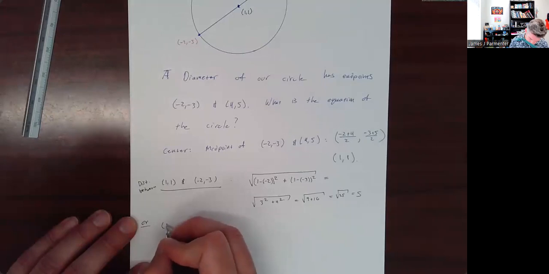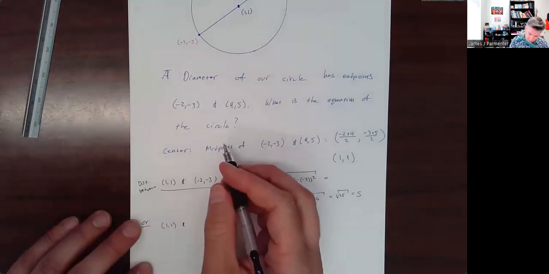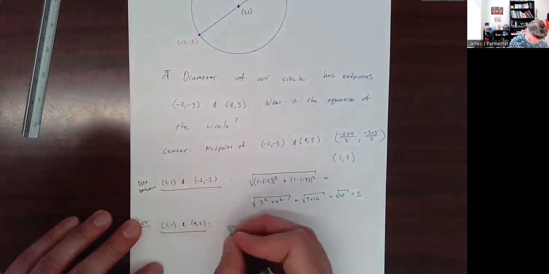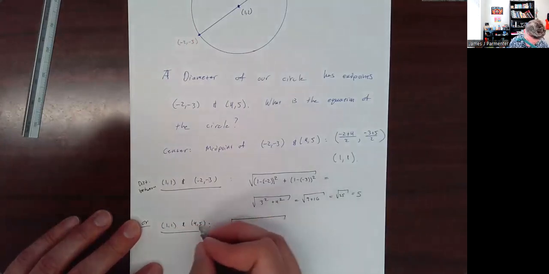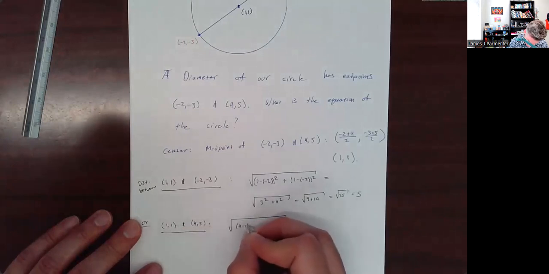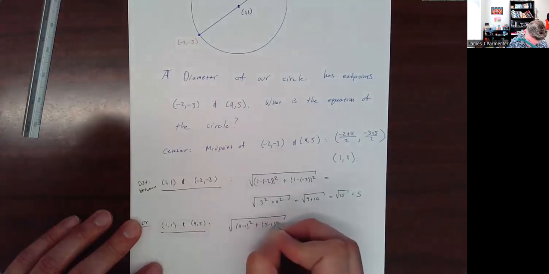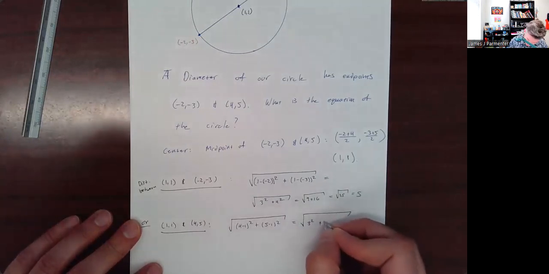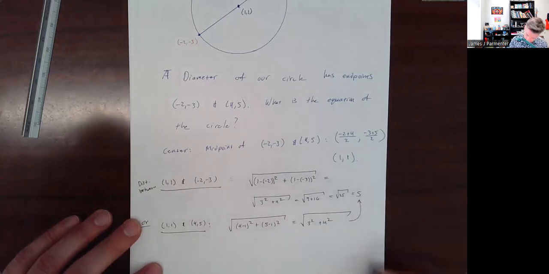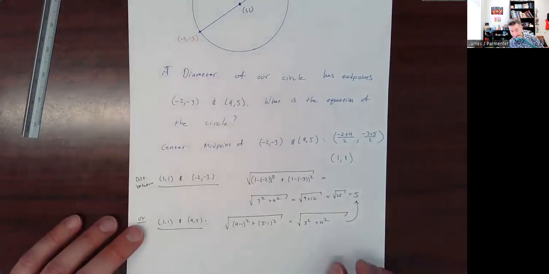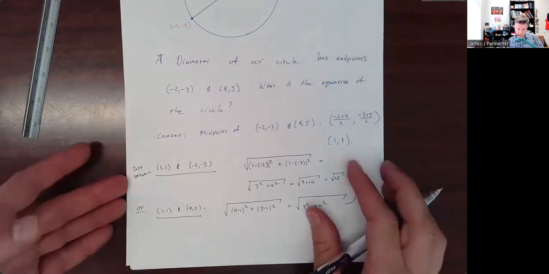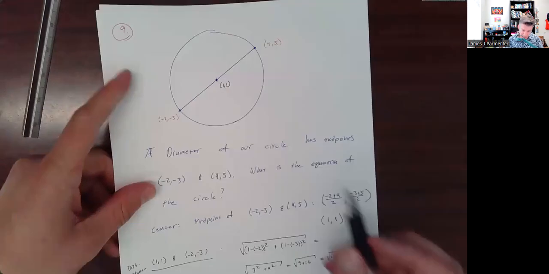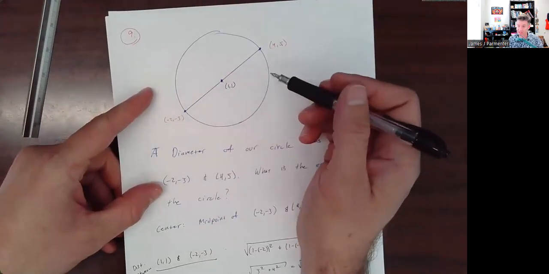If we use 1, 1, and 4, 5, the distance is the square root of 4 minus 1 squared plus 5 minus 1 squared, which is the square root of 3 squared plus 4 squared, which leads us back to 5 again. Or if you prefer, this is not my preference, but you can find the distance between the two endpoints. That'll be the diameter length, and then cut it in half.